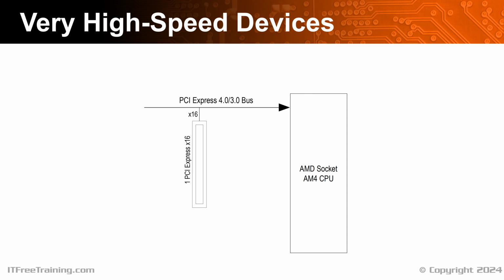Having a look at the top of our block diagram, we can see that the PCI Express 4 slot is connected directly to the CPU. Essentially, the fastest devices in the computer will have a direct lane into the CPU. A lane is basically a bidirectional data path that provides a direct data connection from a device to the CPU.